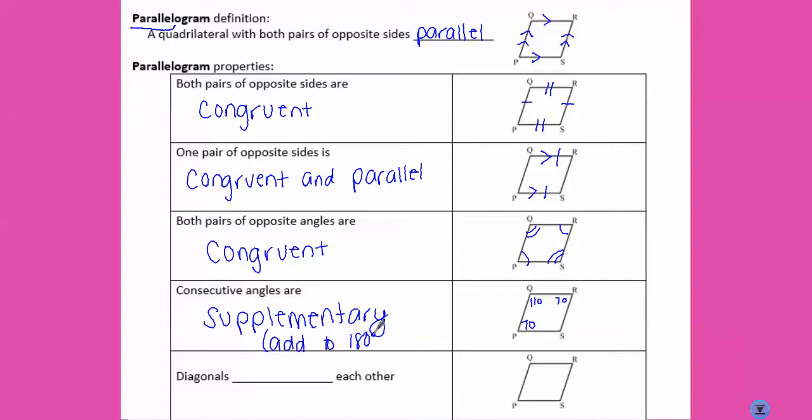to 180 degrees. And then finally, the diagonals bisect each other, which means cut in half. So if we have the diagonal PR and the diagonal QS, they cut each other in half, so this piece would be the same as this piece, and this piece would be the same as this piece.